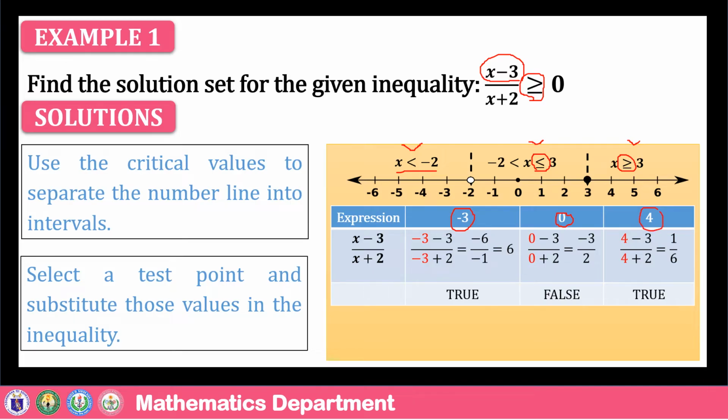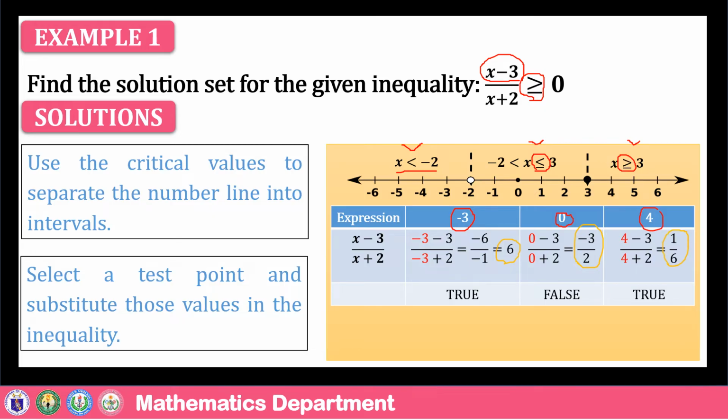And then after nyan, once nakapag-identify na tayo ng ating mga test points, ang next natin na gagawin is we're going to substitute those test points in our expression. So meron tayo dito sa left side ng ating inequality na x minus 3 over x plus 2. So once we substitute that one, you can see ang result natin para sa x equals negative 3 is positive 6. And then sa atin namang second na value, which is yung 0, ang result natin dito ay negative 3 halves. At sa atin namang last dito na value, ang result natin ay 1 over 6.